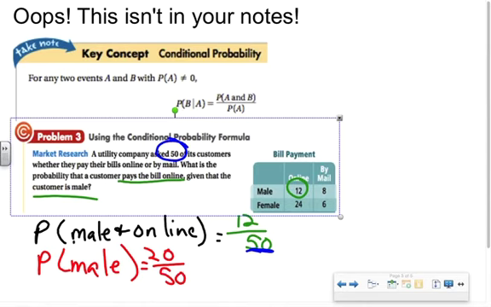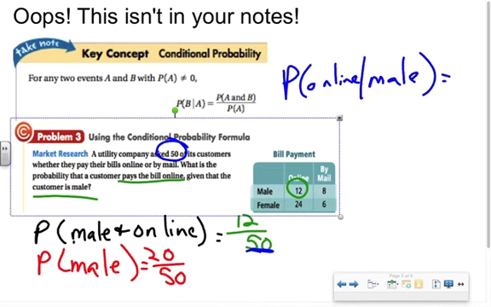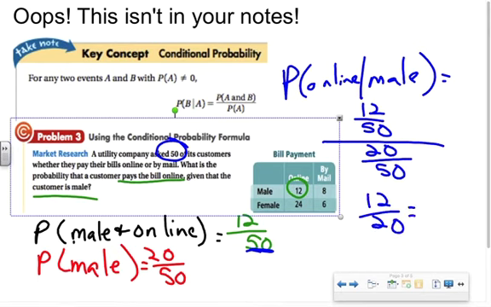And according to the formula, I'm going to take those two proportions and divide them. Okay, so the probability of online, given that it's a male, is 12 over 50 over 20 over 50. And when you flip and change, you end up with 12 over 20, which is 3/5.